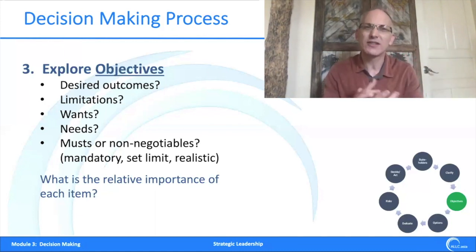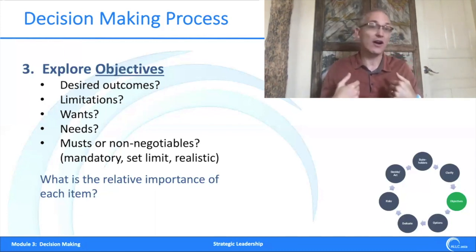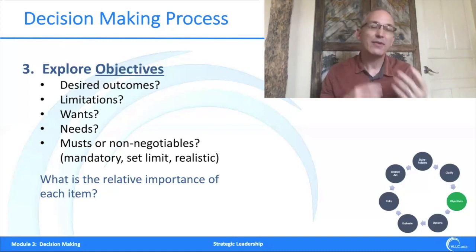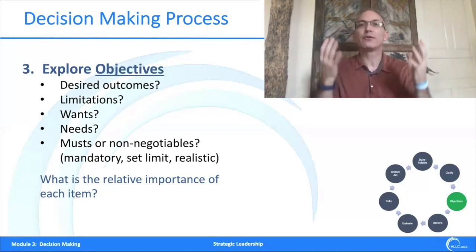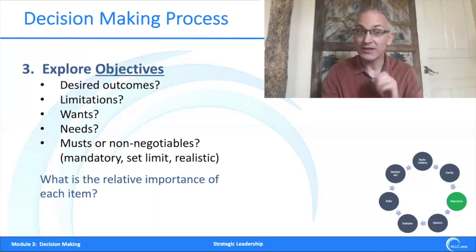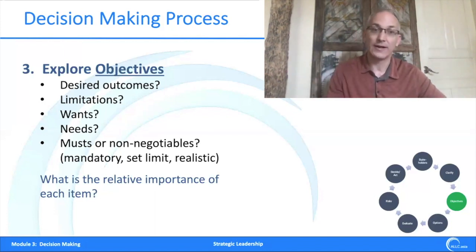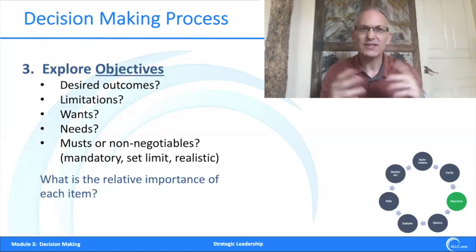So think about, what are our desired outcomes? What are we really hoping to achieve with this decision? Do we have any limitations? For my car, yeah, the price was a big limitation, right? Sometimes you have time constraints, price constraints, resources. What are those limitations that we need to think about? And then for the most part, we're just thinking about wants and needs. Well, what do we really want? What do we really need out of this decision? And are some of these things musts or non-negotiables? We absolutely have to have this aspect, or we can't choose that alternative, right? So these are the things we want to think about when looking at objectives.